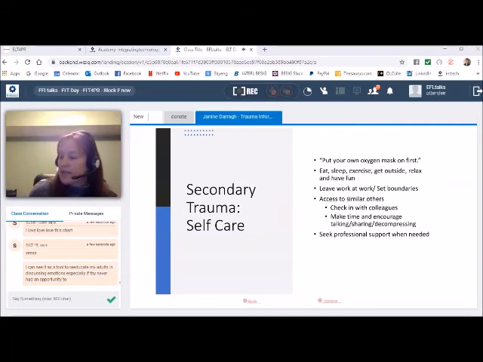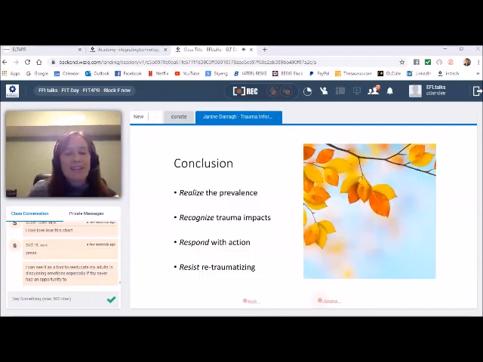Research also shows us that access to similar others is really, really important. So checking in with our colleagues, how are you doing? Let's share. We don't have to complain, but we can just share with others who understand what we're going through, and that can help us too. And of course, in all cases, seek professional support when needed.